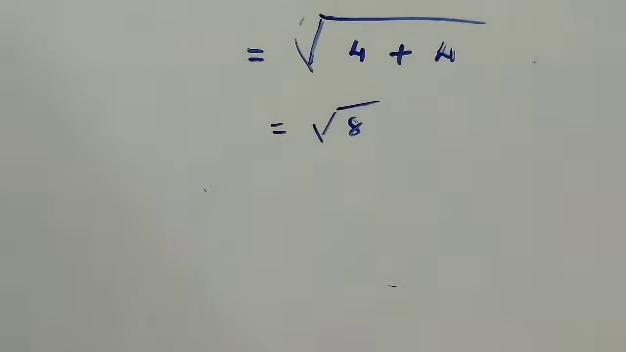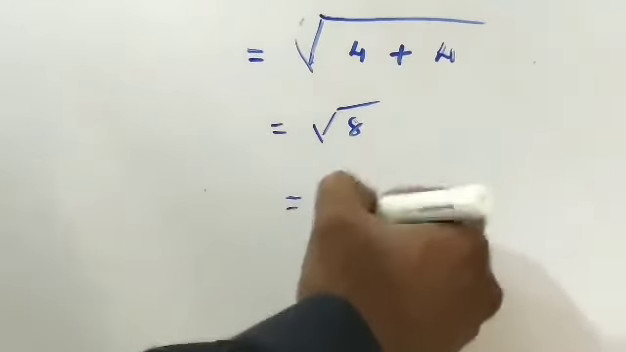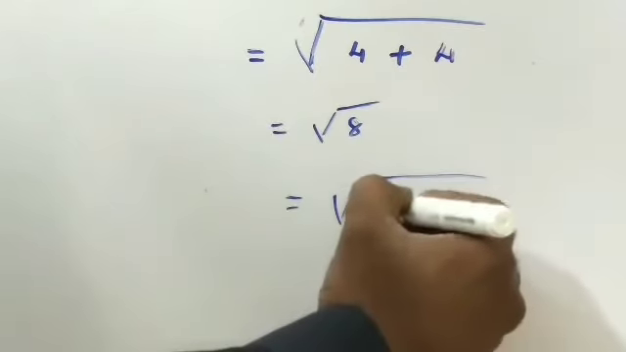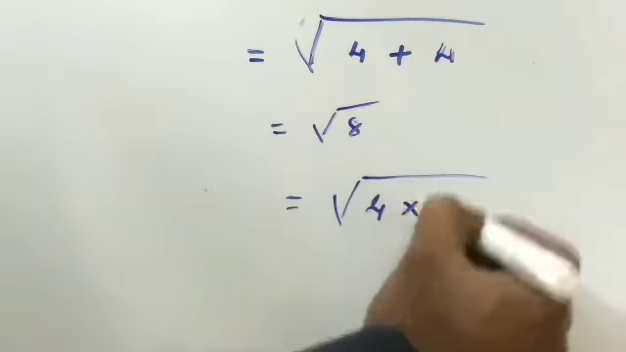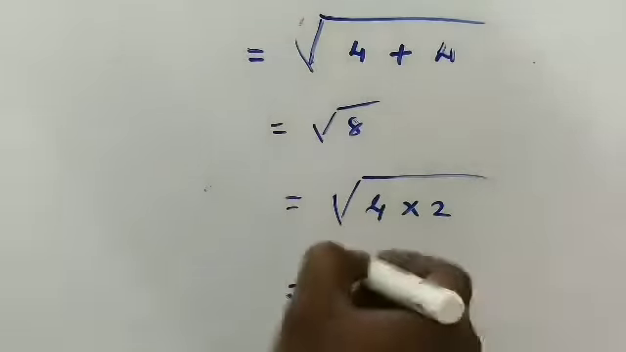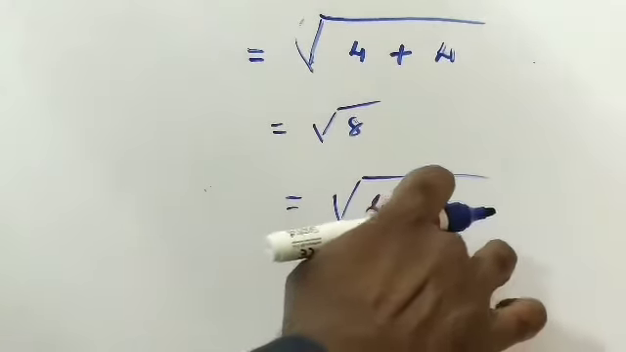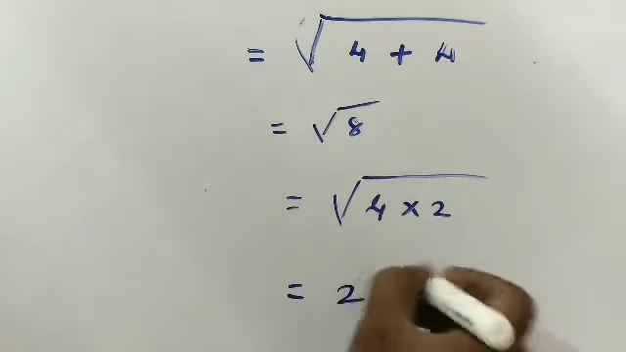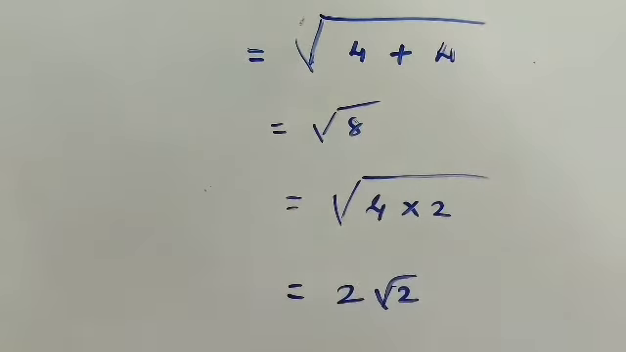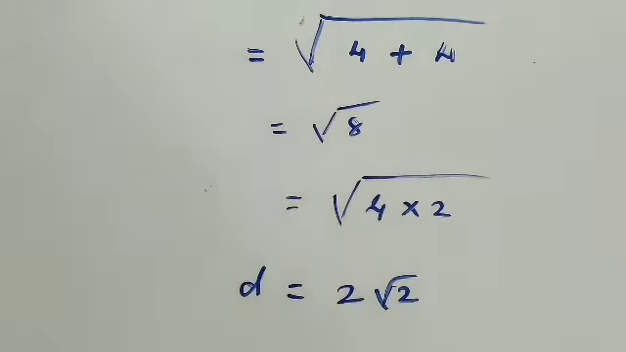Now we get the answer root 8. We can split root 8 into 4 into 2. We know that the square root of 4 is 2. There is no exact value for root 2, so put root 2. The final answer is 2 root 2. The distance between (2, 3) and (4, 1) is 2 root 2.